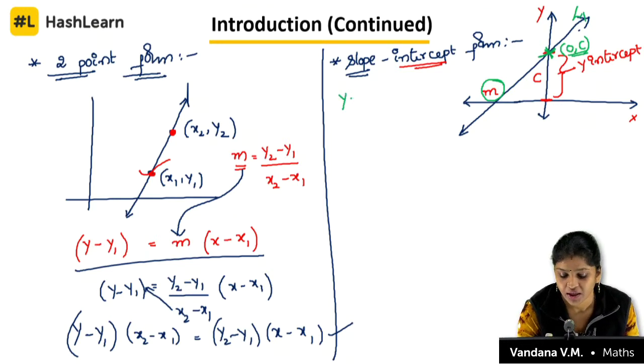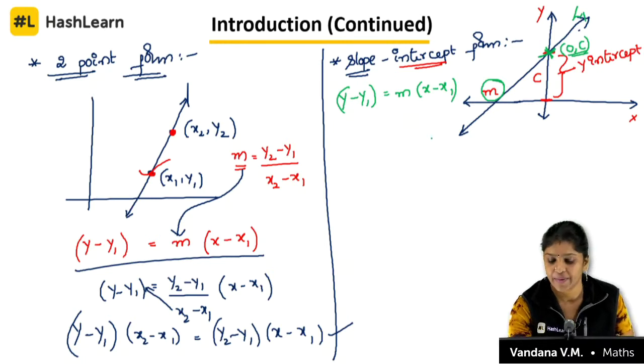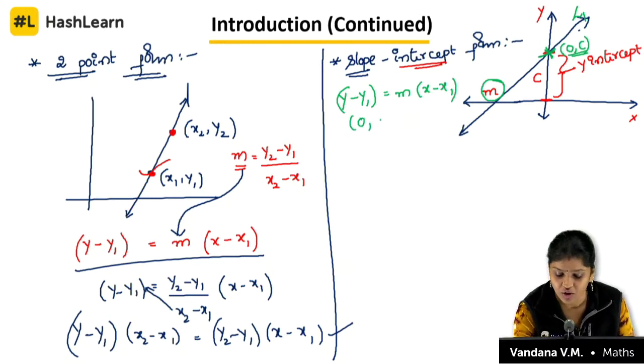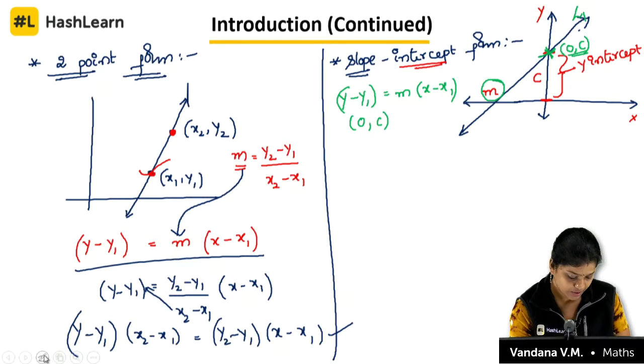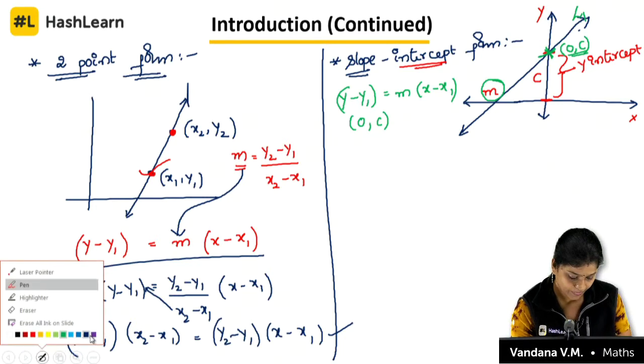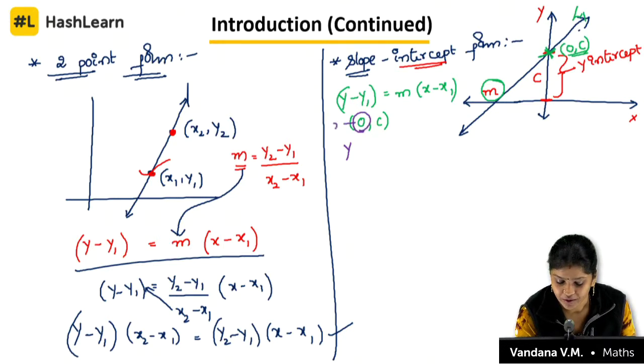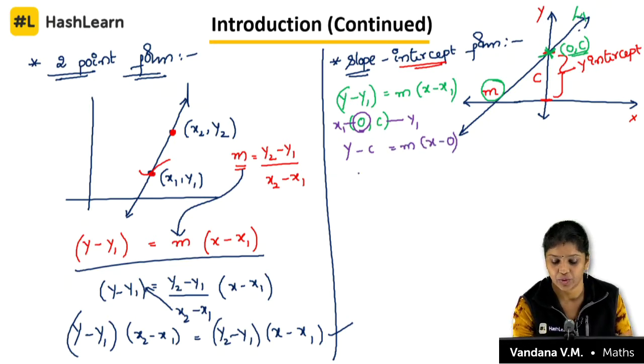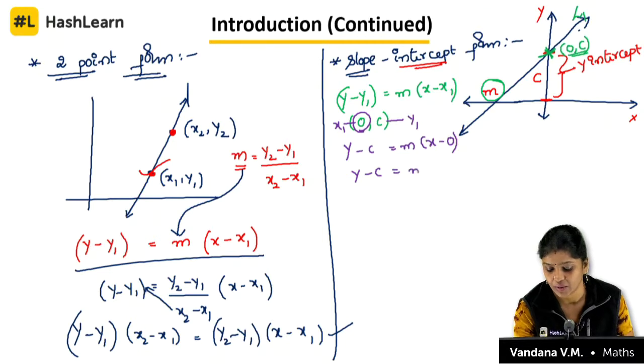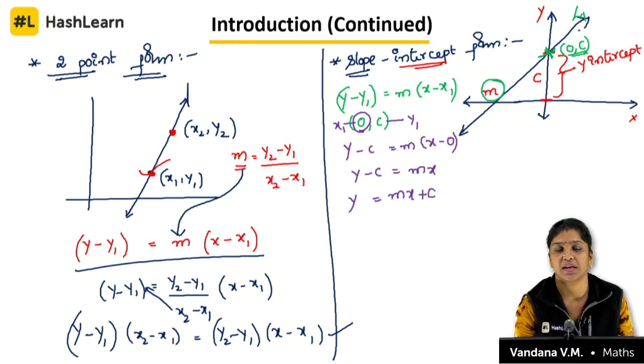So, how we will write? Y minus y1 is equal to m into x minus x1. But here passing through the point is what? 0 comma c is the passing through the point. So, substitute the value. So, this is x1, this is y1, right? Y minus c is equal to m into x minus 0. So, y minus c is equal to mx, y is equal to mx plus c.